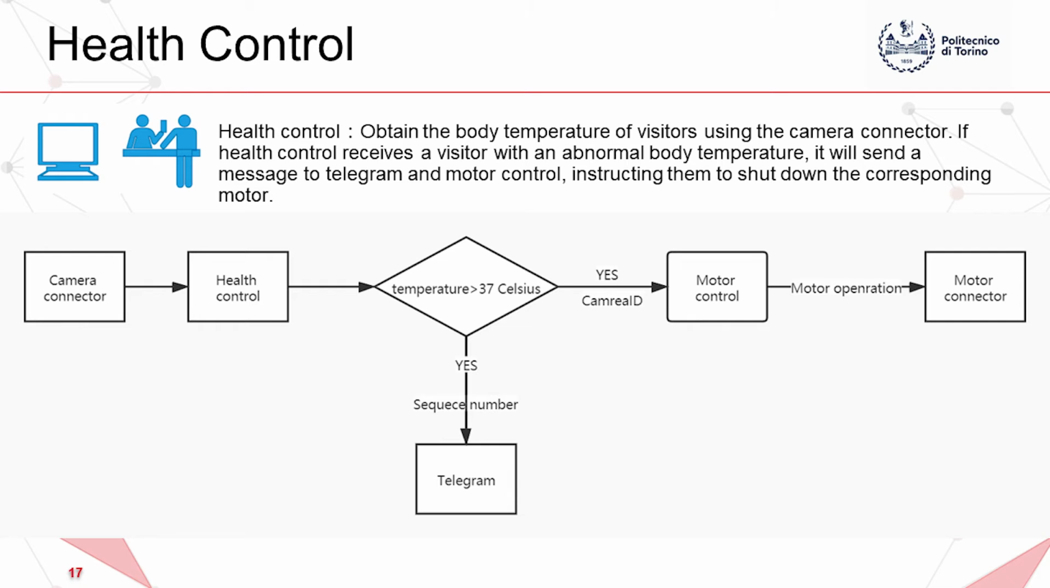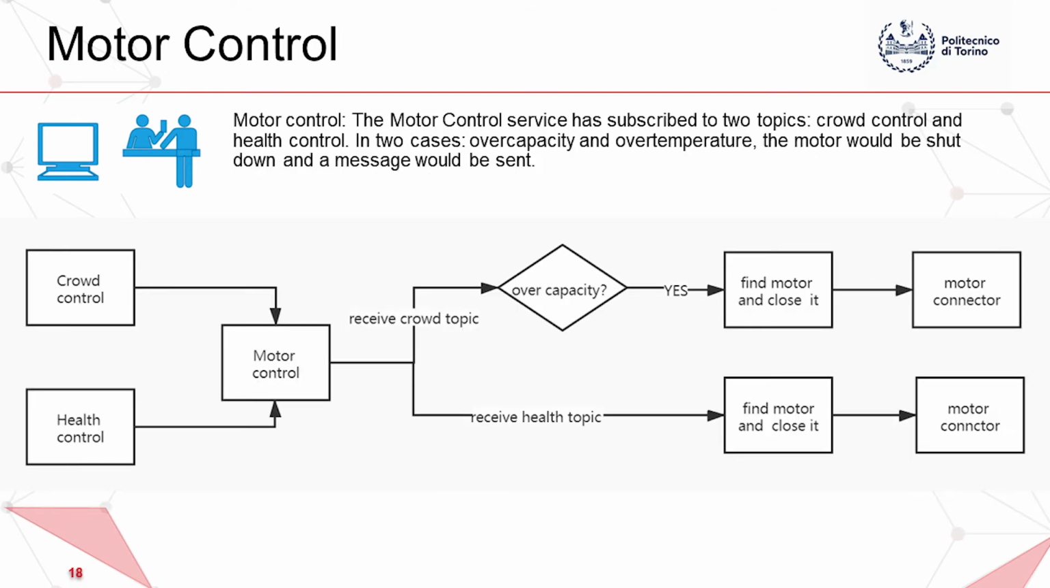The purpose of health control is to obtain information from the camera connector and to determine the incoming visitor's body temperature. When a visitor's body temperature is found to be abnormal, the health control service extracts the camera ID and the circuit number and sends it to Telegram to outer monitors.